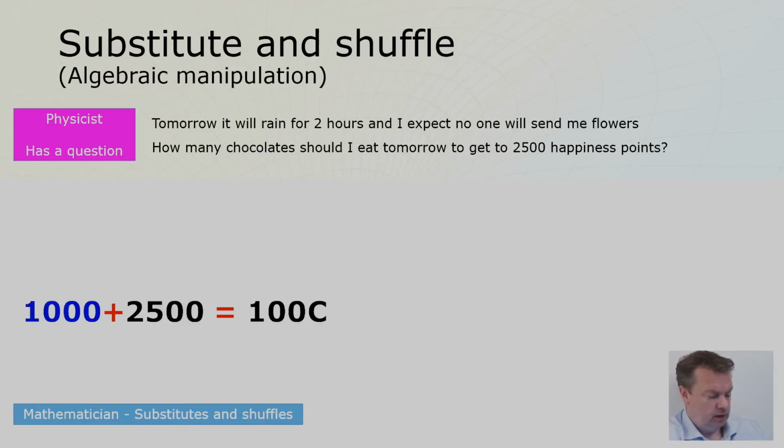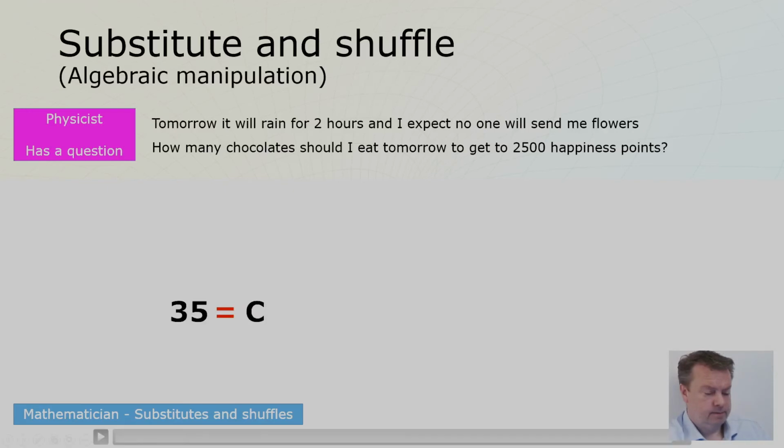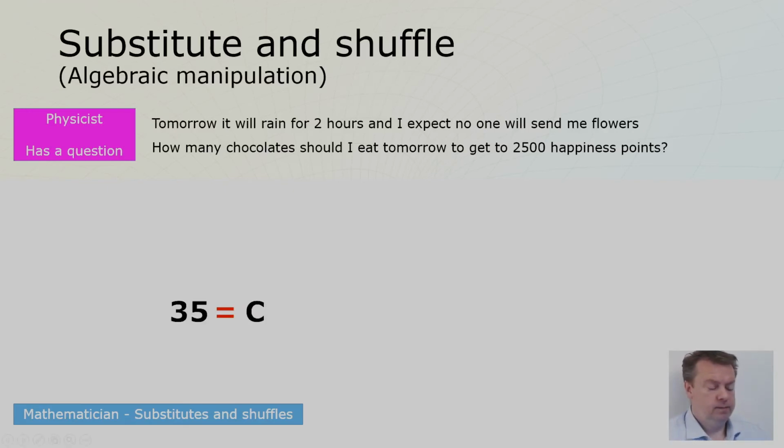1,000 plus 2,500 we can replace with 3,500, and now we are left with the 100. We still want to isolate the C by shoveling. How do we get rid of the 100? Well, we could divide by 100 both left and right side of the equation, and there it goes. And that's it. So this is a little bit of algebra, substitute and shovel.